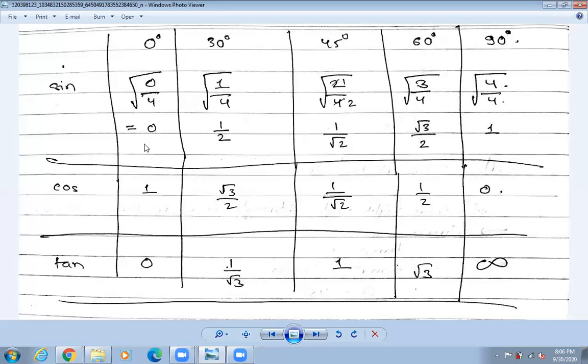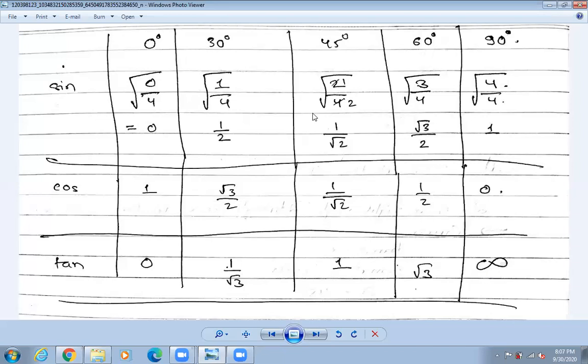So 0, 1 by 2, 1 by root 2, root 3 by 2, 1. Just this string you need to memorize, and after that it is going to be the reverse: 1, root 3 by 2, 1 by root 2, 1 by 2, and 0. Yesterday we learned this value, isn't it? Then for tan, just 2 things we need to memorize: 0, and here is infinity, otherwise we can call it undefined also.